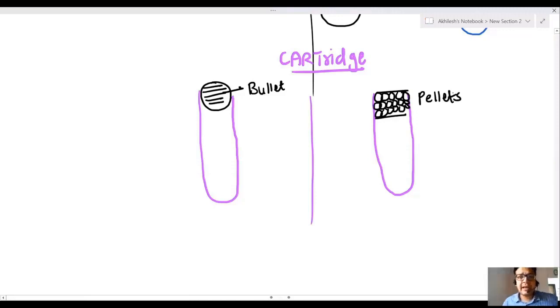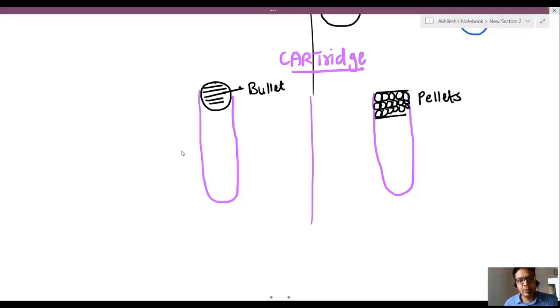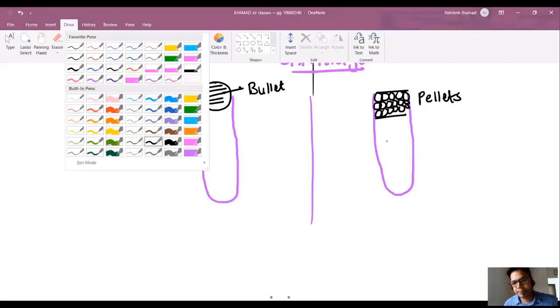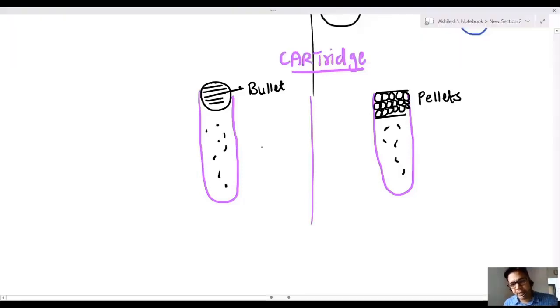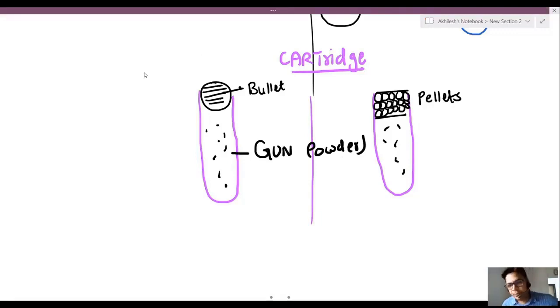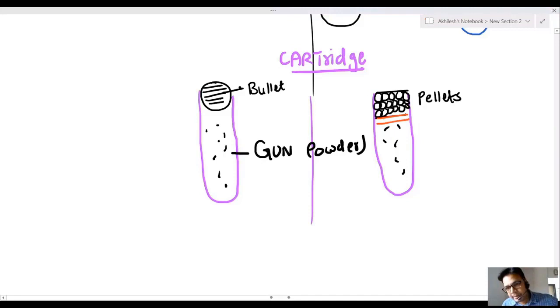In both smoothbore and rifle firearm cartridges, we have a powder. This powder is known as gunpowder. I will discuss gunpowder. But in a smoothbore firearm cartridge, we have one more thing, known as felt wad. Felt wad is only present in a smoothbore cartridge. Felt wad is a lubricant.